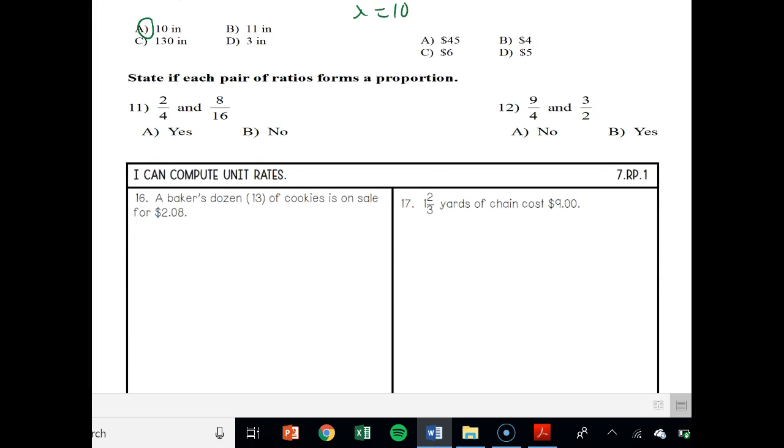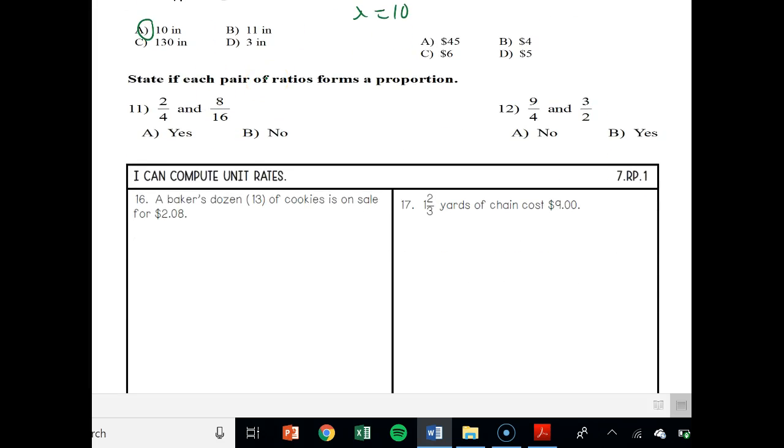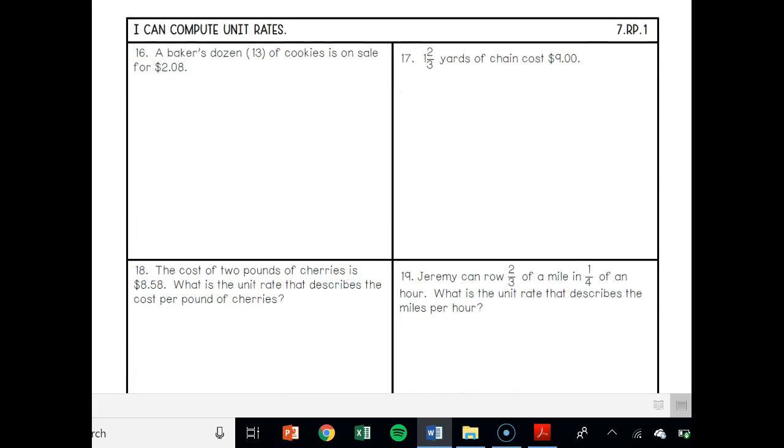And then lastly, we've got state if each pair of ratios forms a proportion. If they're equal, the answer is yes. So 2 times 16, that's 32, and 4 times 8, that's 32. So does 32 equal 32? Yes. And the very final section is the unit rates.